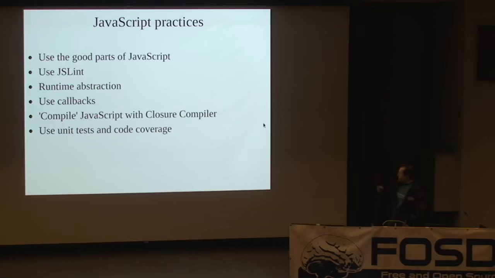So here's a list of practices which I want to talk about quickly. So you have to use the good parts of JavaScript. There are many bad parts. You want to use JSLint, which is just a checker, which checks is my JavaScript good. You want to use runtime abstraction, and we really need that here because webODF might be running in a browser, it might be running on a command line, it might be running in a native application. So we are abstracting that away in our project. You want to use callbacks for faster I/O, and you want to compile your JavaScript using the closure compiler, and of course use a lot of unit tests.